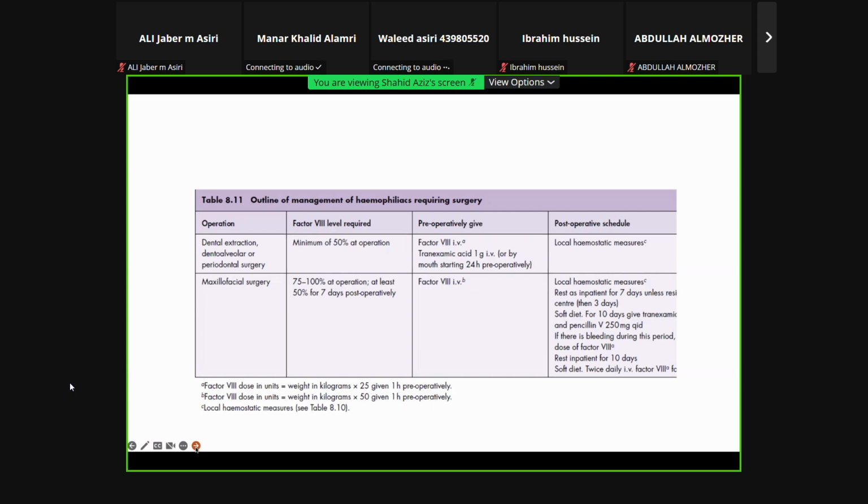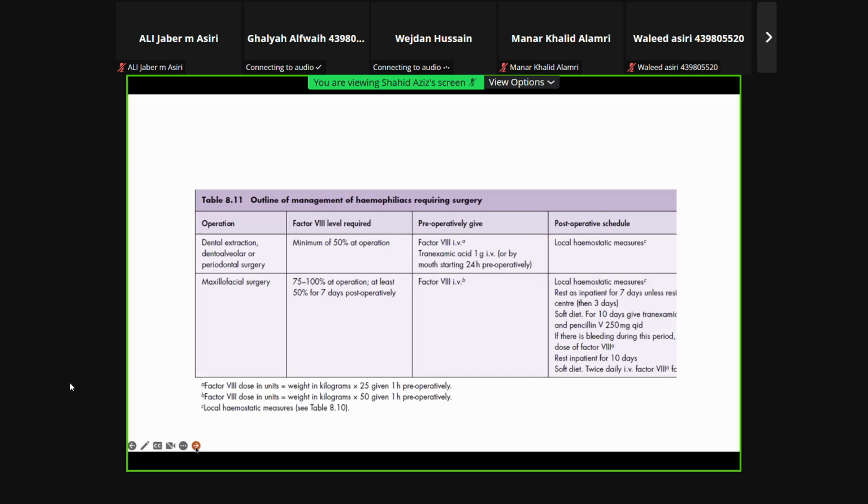You can give it 1 gram intravenously or orally starting at least 24 hours pre-procedure. And in the post-operative schedule, you have to maintain local hemostatic measures. You have to ensure proper compression of that area so that bleeding doesn't take place. In a major surgery, like a maxillofacial surgical procedure, you have to ensure that the factor VIII is between 75 to 100% at operation, just before the operation starts.